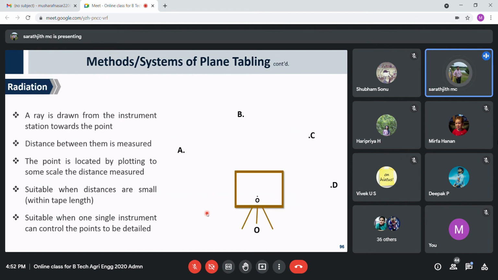So the first method is the radiation. In this, imagine O is your instrument station. It is a point in the field. Okay, capital O. What you have done is at the point O, you brought your tripod, you fixed your drawing board over that. Then you do the leveling, you do the centering. Okay, after centering, you got the point small o over the drawing sheet.